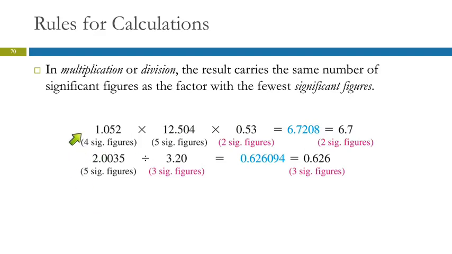So these are the examples. 1.052 times 12.504 times 0.53. Your calculator will show you something like this. To identify which digits you should keep, you're going to go back and look at each of the numbers that you multiplied and identify how many sig figs. So this one had 4, because that's an interior 0. This one had 5, and this one only has 2. And this is the hard part. What's smaller, 4, 5, or 2? 2. So that tells me I should keep 2 significant figures in my final answer.